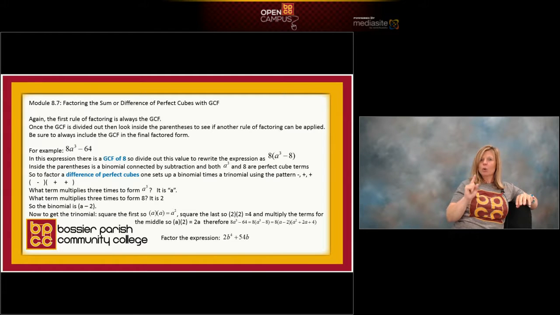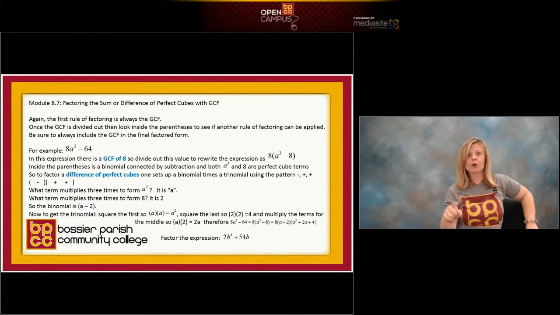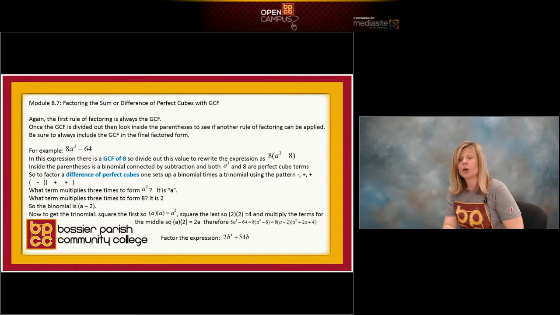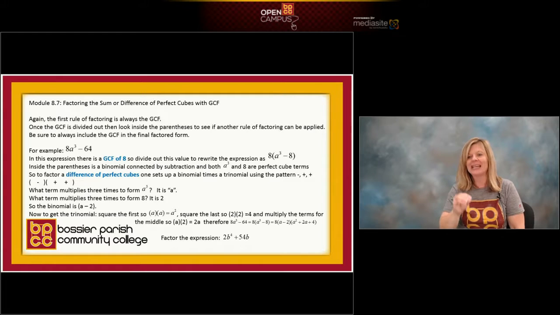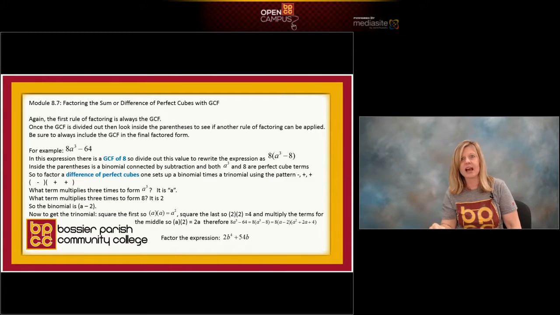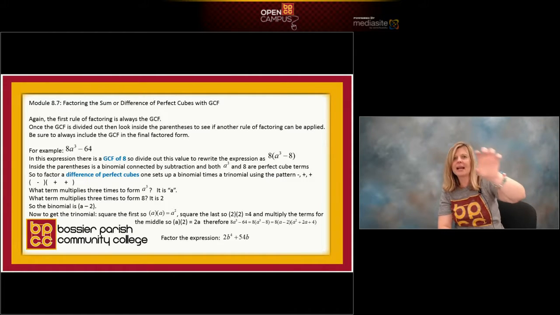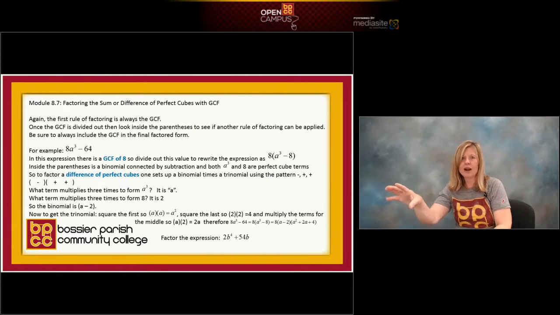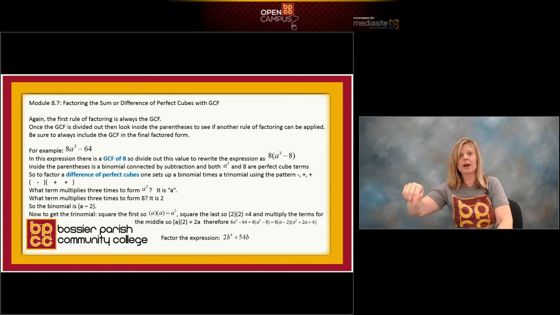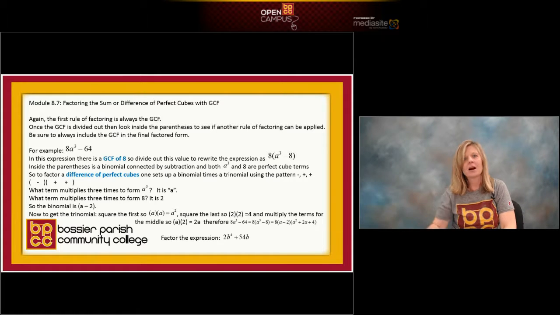But remember, what did we do first? We pulled out a GCF of 8. So that means we have to put the 8 in front of those parentheses. So do not forget your GCF. So this expression completely factored would be GCF was 8, and then I have my binomial a minus 2, and my trinomial a squared plus 2a plus 4. All right, let's go to the whiteboard and try one more example.